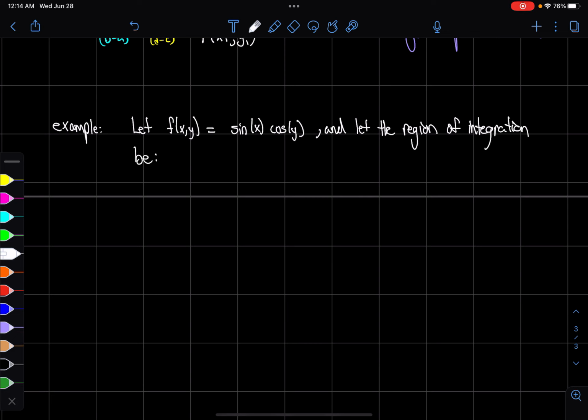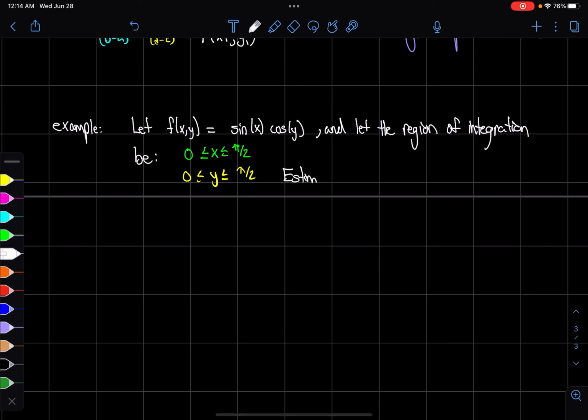be this. So I'm going to say x is going to go, let's pick some nice values. Let's just do 0 to pi over 2. And we're going to let y also go from 0 to pi over 2. Okay? And so I'm going to try and, actually, I guess I should finish writing the question.